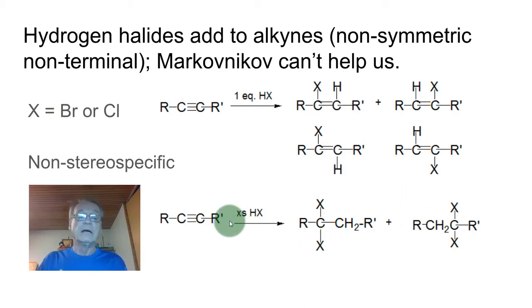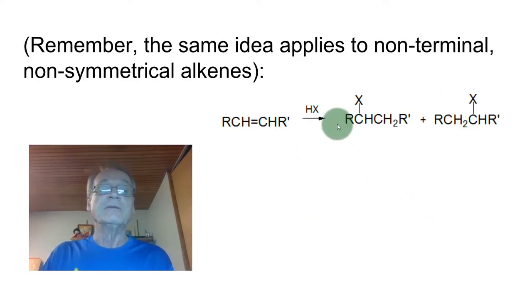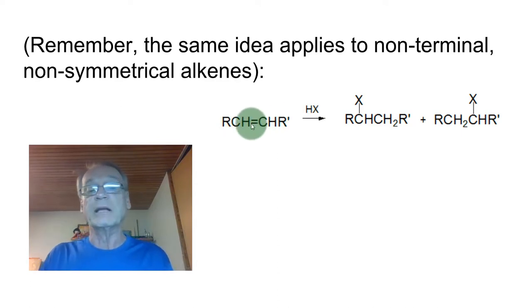So typically, addition of HX to an alkyne that's not terminal, and in which the two R groups are not the same as each other, is not going to be particularly useful for synthesis because you're typically going to get two possible products. Now, just to remind you, the same idea of getting two possible products from a non-symmetrical internal alkyne is the same idea as what happens if you add HX to a non-symmetrical internal alkene.